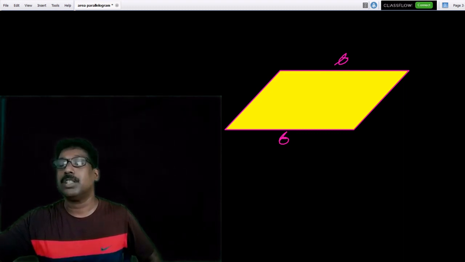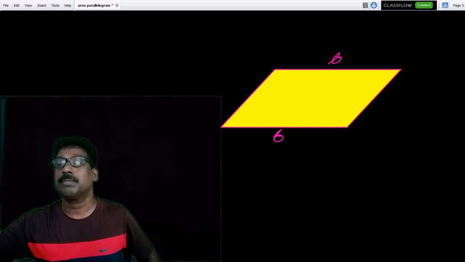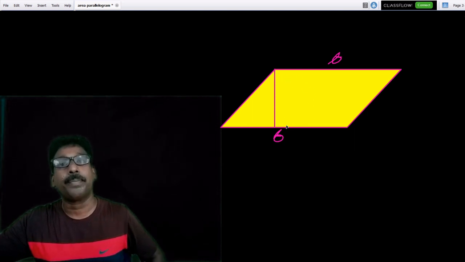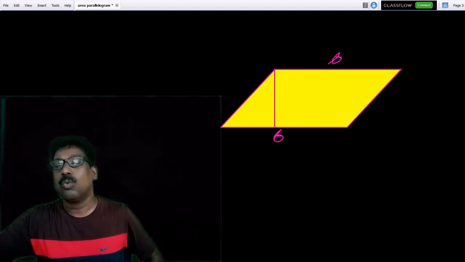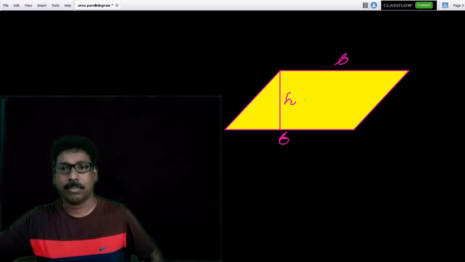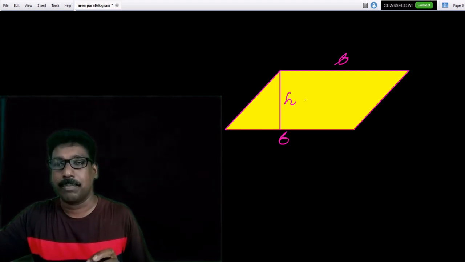Now let me draw a perpendicular. This is a perpendicular from the vertex to the base. Now this we can take as the height of the parallelogram. Now you have to find out the area of this parallelogram.